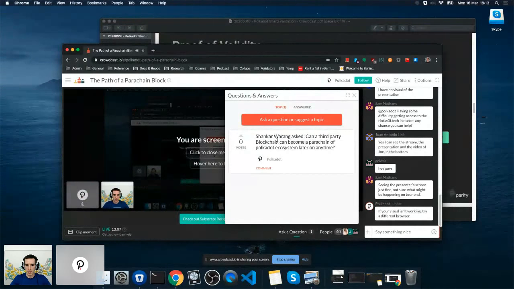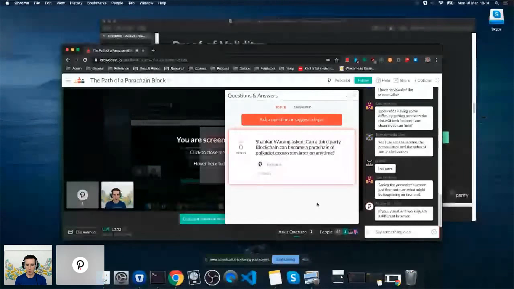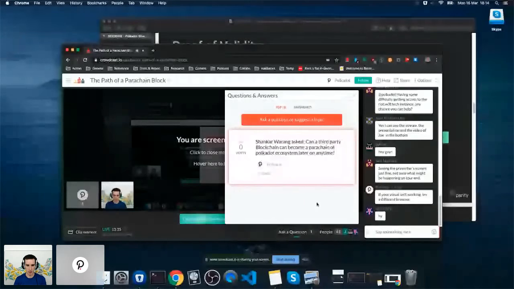Can a third-party blockchain become a parachain of the Polkadot ecosystem later on anytime? Yes. You really need two things. One is that you need to agree to follow Polkadot's consensus for your finality, and then you need to implement your runtime so that it will execute in the Polkadot runtime environment, which really just means that you can provide this execute block, and then Substrate and Cumulus will provide that for you. So if you can build it with Cumulus, then it's automatically compiling to this function that you need.